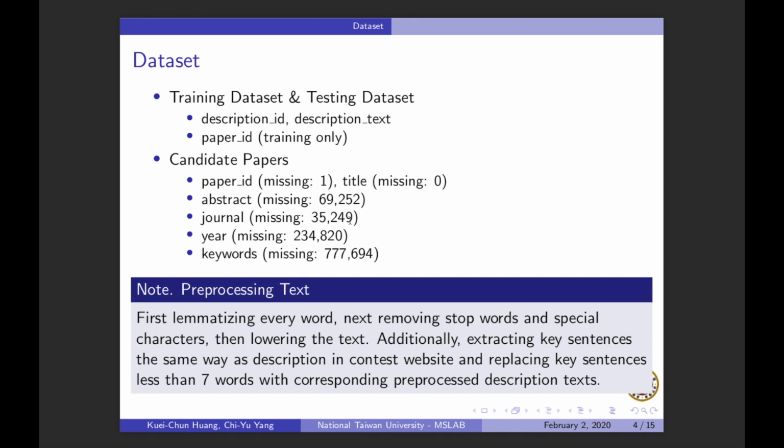And we all know that for NLP tasks, preprocessing text is pretty important. So we first lemmatized every word and removed stop words and special characters such as punctuation. Finally, we lowercased the text. Also, we extracted key sentences the same way as the description in context website. Also, we replaced sentences which are too short with the corresponding preprocessed description text.